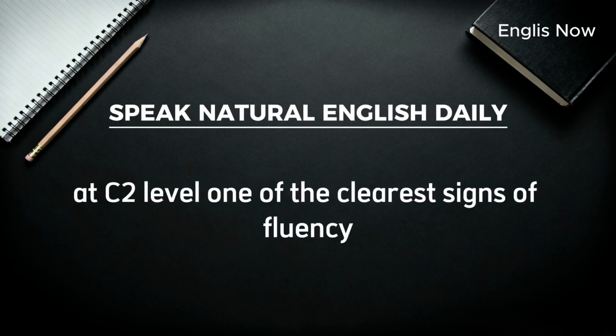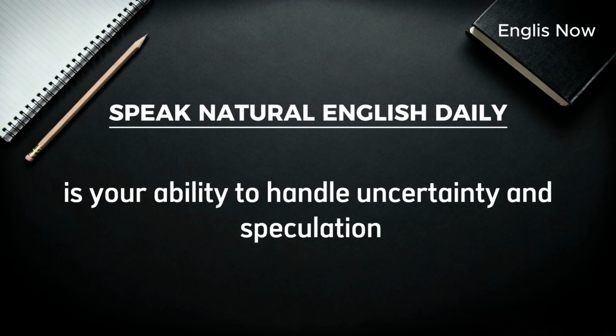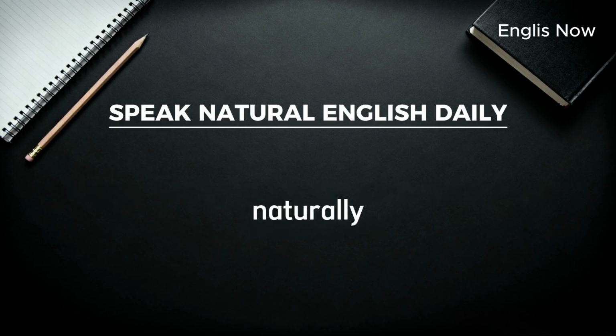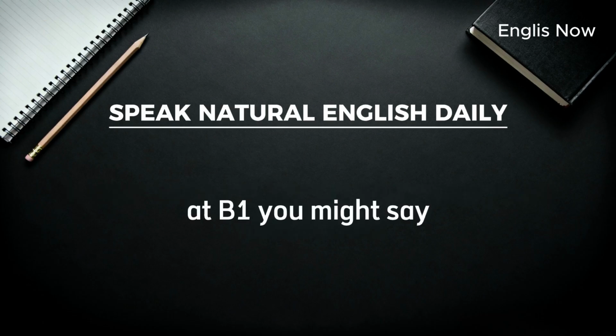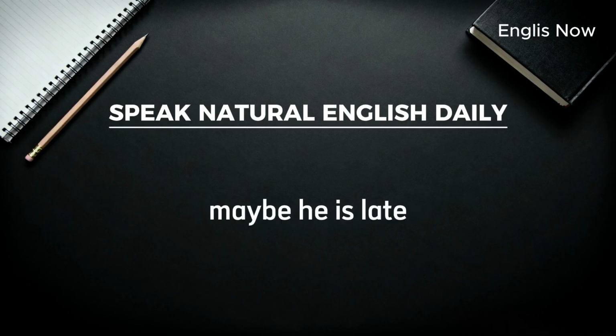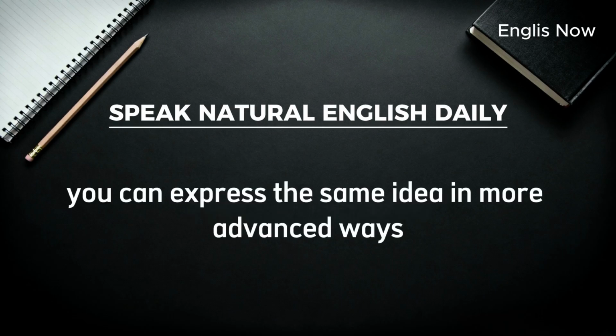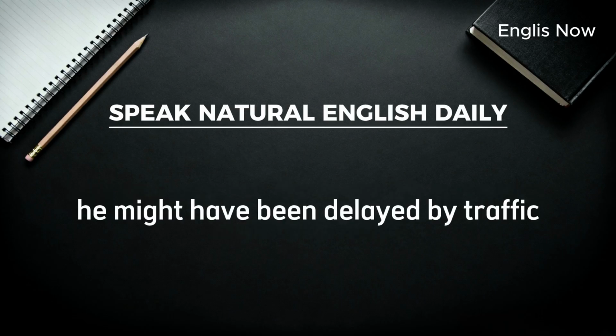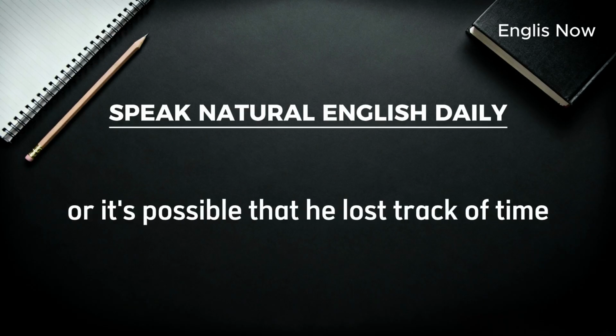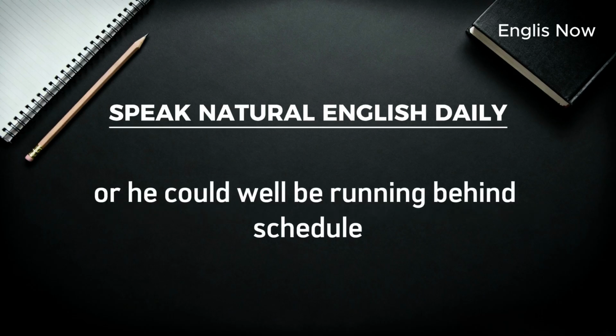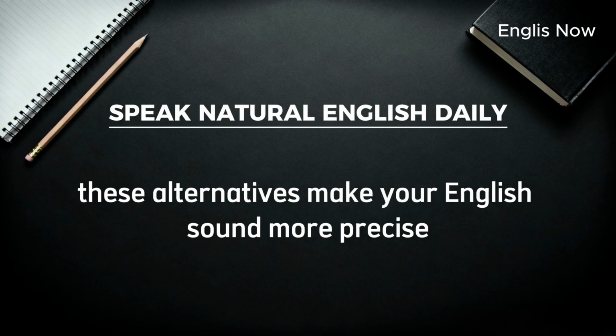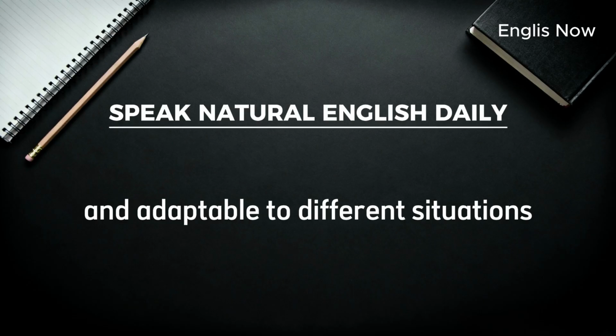At C2 level, one of the clearest signs of fluency is your ability to handle uncertainty and speculation naturally. At B1, you might say, "Maybe he is late." At C2, you can express the same idea in more advanced ways. "He might have been delayed by traffic," or "it's possible that he lost track of time," or "he could well be running behind schedule." These alternatives make your English sound more precise and adaptable to different situations.